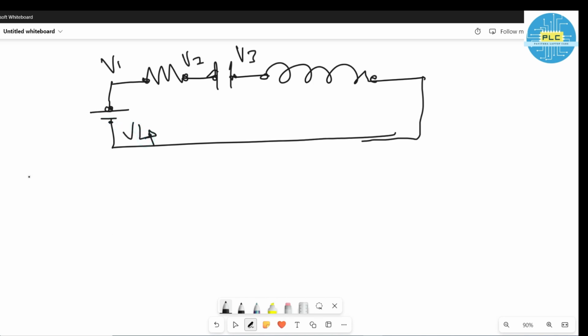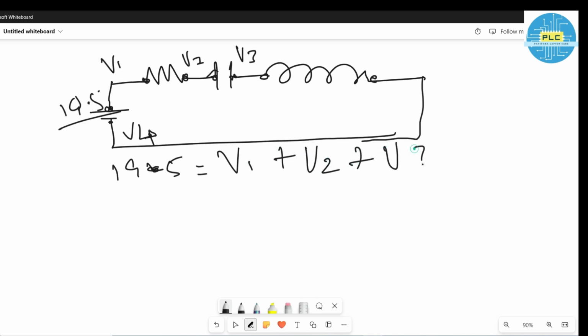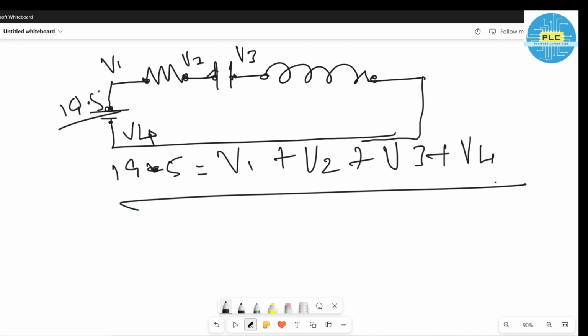Understood how it will divide? If suppose it's 19.5 volts, then the total value 19.5 volts is equal to what? V1 plus V2 plus V3 plus V4. Got my point? This is called voltage theory. It has one more theory.